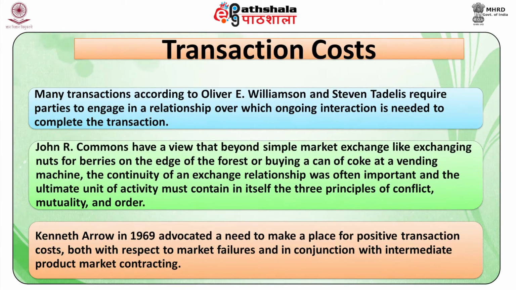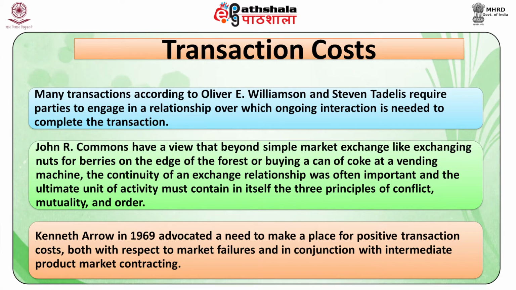Many transactions, according to Oliver E. Williamson and Stephen Tadelis, require parties to engage in a relationship over which ongoing interaction is needed to complete the transaction. John R. Commons had a view that beyond simple market exchange like exchanging nuts for berries on the edge of the forest or buying a can of Coke at the vending machine, the continuity of an exchange relationship was often important, and the ultimate unit of activity must contain in itself the three principles of conflict, mutuality and order.